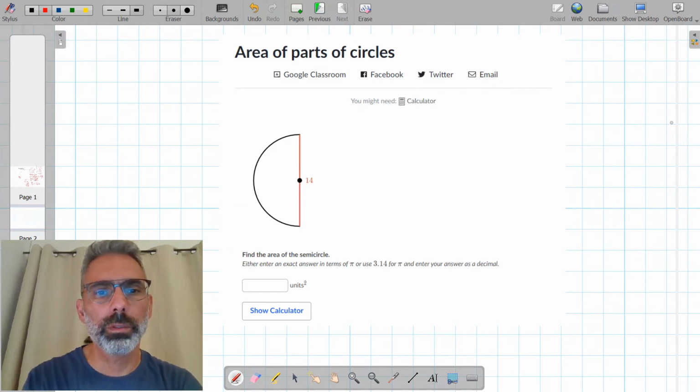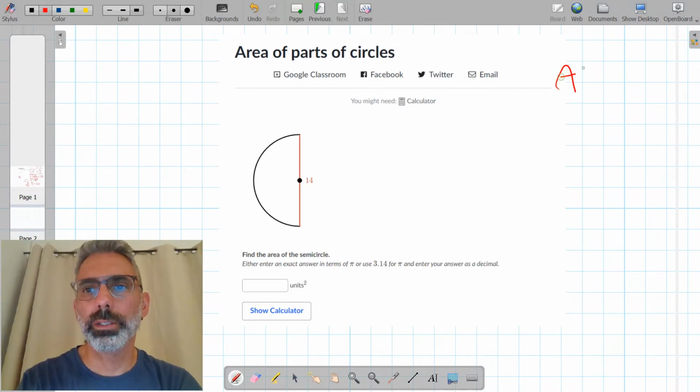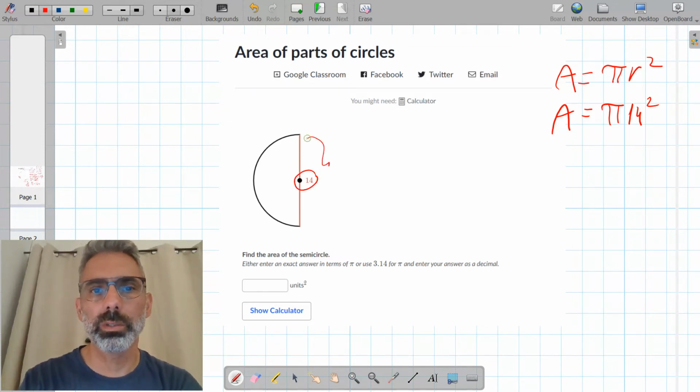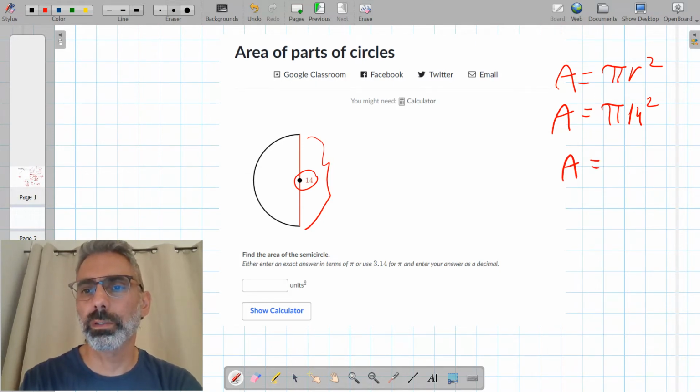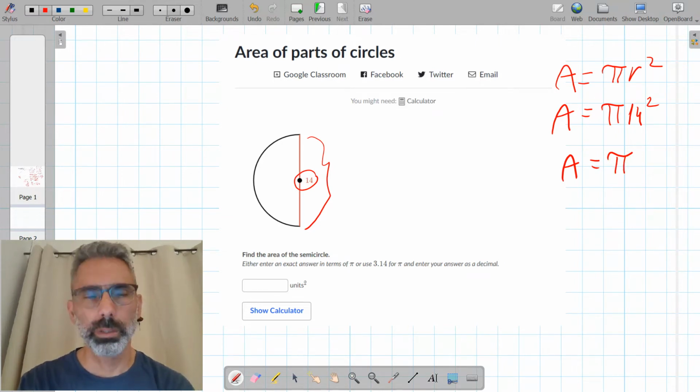Find the area of the semicircle. Enter either an exact answer in terms of pi or use 3.14 for pi and enter your answer as a decimal. Okay, so the entire area is pi r squared, which means the entire area is pi 14 squared, because I've plugged in the radius, which is 14 instead of r. So the entire area of the circle is pi times 14 squared.